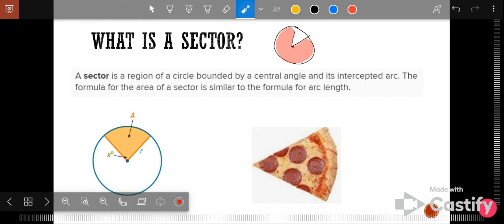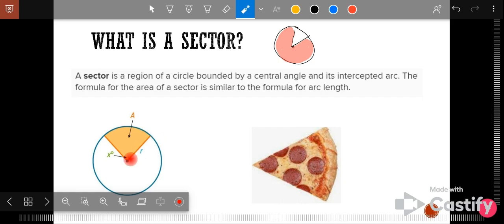A sector, I always think of it as a slice of pizza, right? Maybe just because I really like pizza. But a sector is a region of a circle bounded by a central angle and its intercepted arc. So it's a part of a circle. This is called the central angle here. And then the arc, the part of the circle that it captures, is called the intercepted arc.